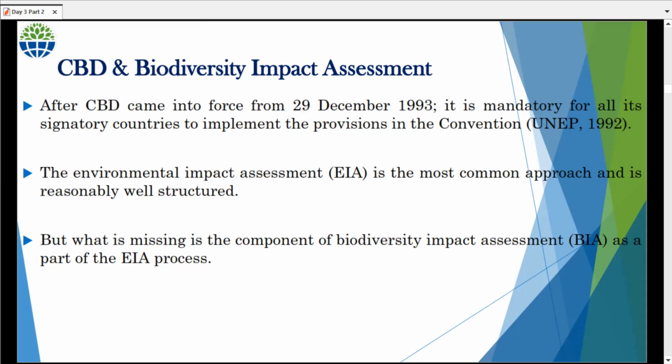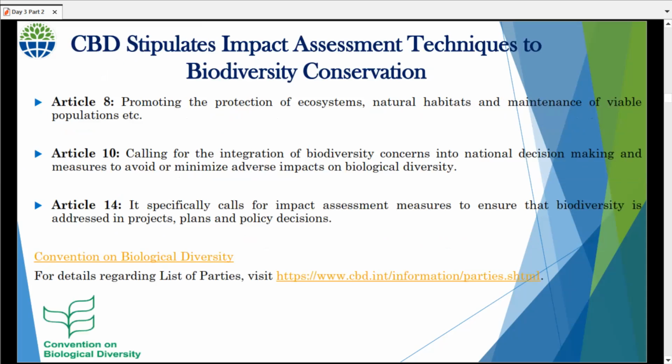But what is exactly missing? That is BIA. We are doing EIA and presenting all the data in terms of air, water, soil, noise, but we are missing the BIA. Under the CBD, the techniques for biodiversity conservation are stipulated in Articles 8, 10, and 14. Article 8 covers promoting the protection of ecosystems, natural habitats, and maintenance of viable populations. Article 10 calls for integration of biodiversity concerns into national decision making and measures to avoid or minimize adverse impact on the biological diversity of a particular area.